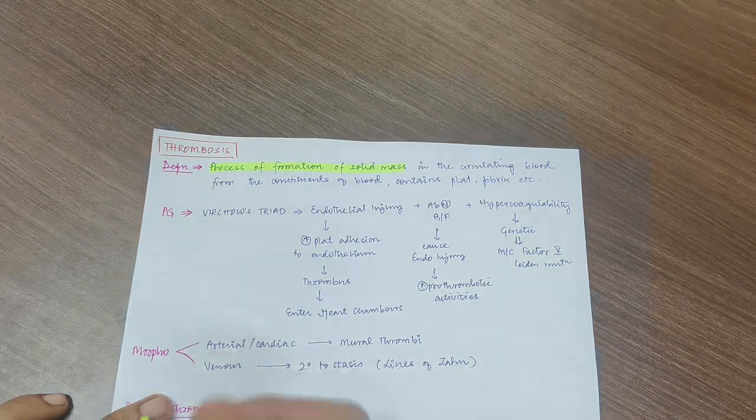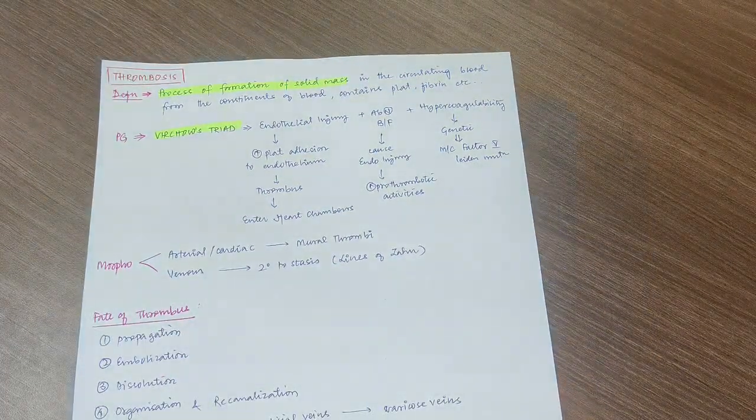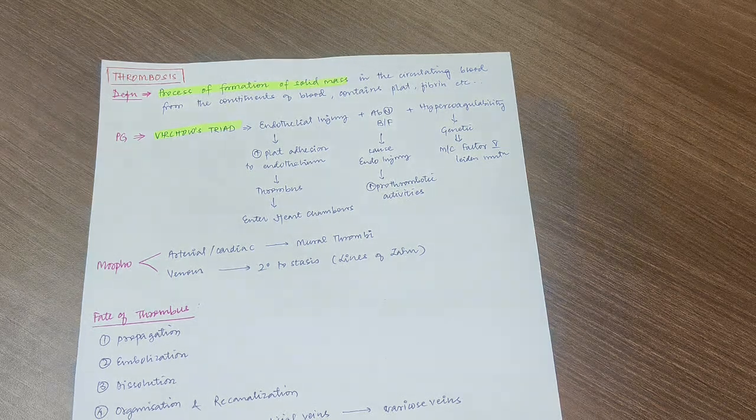What is the pathogenesis? The pathogenesis is Virchow triad. What does it comprise? Endothelial injury, abnormal blood flow, and hypercoagulability.